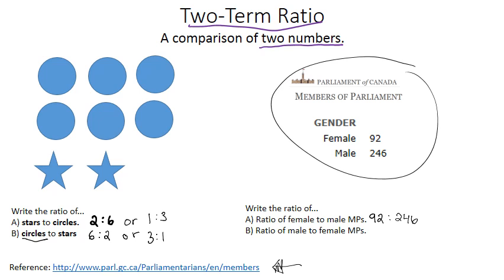Now I can see that we can divide both of those by 2, which would give me 46 to whatever 246 divided by 2 is, 123. And I'm going to stop there. Then it says ratio of male to female, so it's just going to be the opposite. 246 to 92, or 123 to 46. And those are two-term ratios.